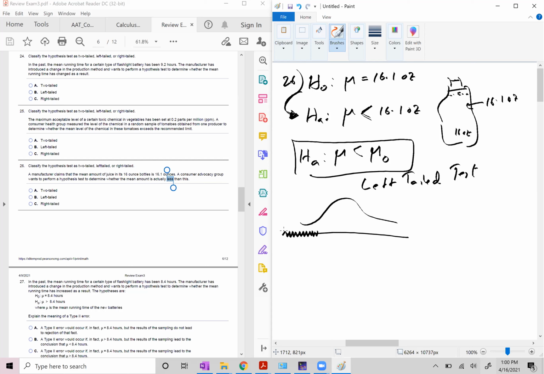Because this says mu less than this, so if the sample is giving us smaller values, the sample statistics are smaller, then it supports the alternative. So we reject the null and go to the alternative when you have smaller values. So your tail is towards the left. Okay, so it is called a left tail test. So question number 26, answer B. Okay, so we did 26. Now it's time to go to 27.